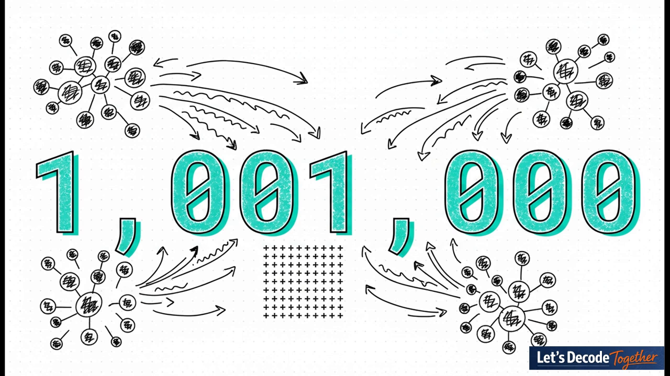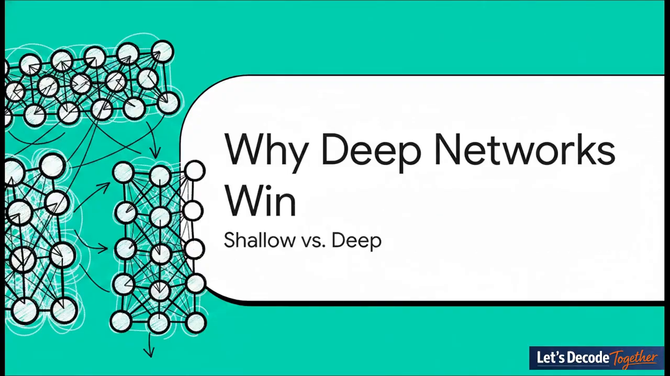1,000,000 weights plus 1,000 biases gives us over 1,000,000 parameters to calculate for just one single layer. And honestly, 1,000 inputs is practically nothing in the real world. Just think about a high-definition image with millions of pixels. Section 3. Why deep networks win.